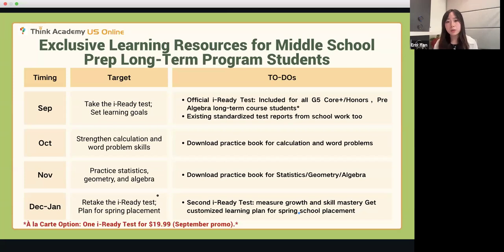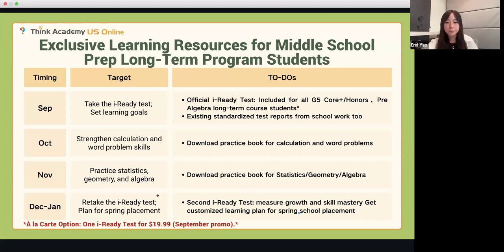I think it was yesterday. So you will get the email with your account number, and you can feel free to take the test if you have time. But if you don't want to take the test, that's okay. If you have an existing standardized test report from the school, that works too. You can just send the report to us, to the content teacher, teacher Amy. That all works. And then for October, you're gonna download the practice book for calculation and word problems. Start practicing. And for November, you're gonna download the practice book for statistics, geometry, and algebra.